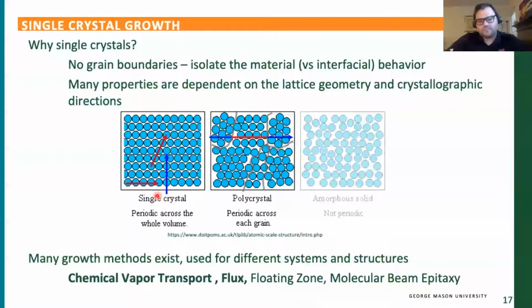So to get these single crystals, there are many methods for growing them. And these include chemical vapor transport, flux method, floating zone growth, Bridgman technique, molecular beam epitaxy. But in our group, we perform chemical vapor transport and the flux growths. And so I'm going to go in depth and focus on those.